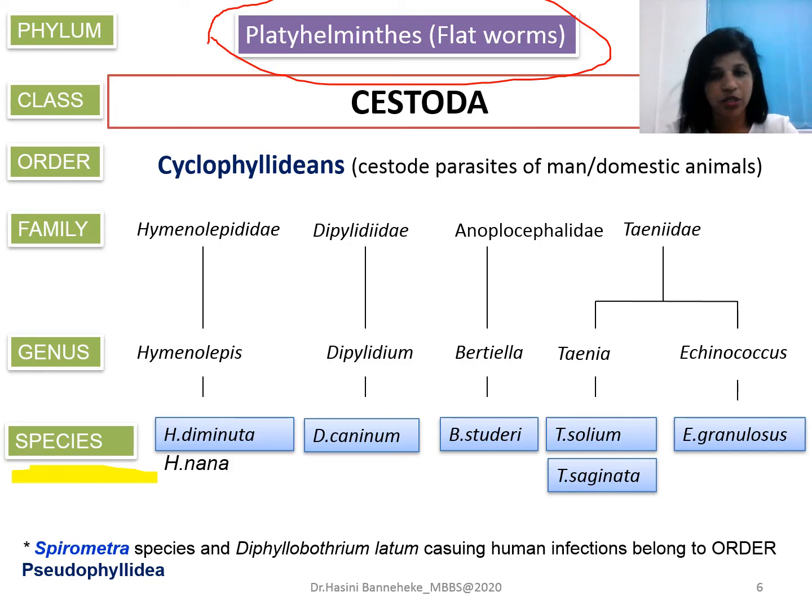Now all these species cause human infections, but out of that, H. nana, Hymenolepis nana, is not prevalent in Sri Lanka. So the rest of the ones are prevalent in Sri Lanka. In addition, I told you there is another order called Pseudophyllidea. The Pseudophyllidean order has two other species called Spirometra species and Diphyllobothrium latum, which is the fish tapeworm. Those two species also cause human infections, and out of the two, only the Spirometra species is prevalent in Sri Lanka, and luckily the Diphyllobothrium latum is not prevalent in Sri Lanka, so we are not going to learn that today.